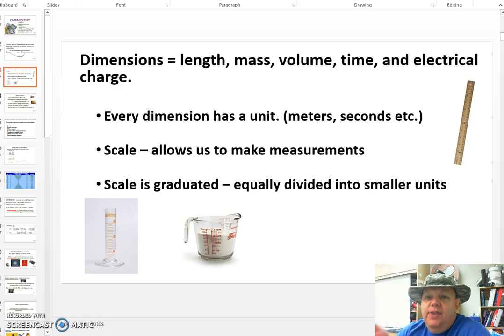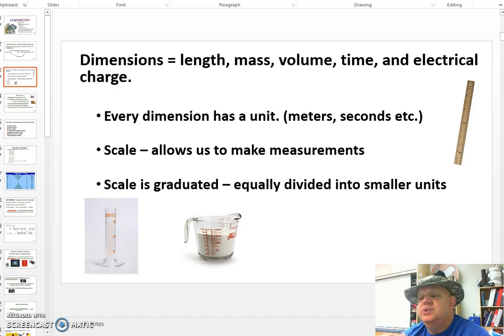Now, of course, you have to have a scale, because this is the only way we're going to be able to make measurements, as opposed to observations, which is what we are seeing with our eyes, or maybe hearing, feeling, touching, tasting, smelling. Those would be observations. But when we look at measurements, we have some kind of a scale, and the scale typically is graduated. That means it's equally divided into smaller units.